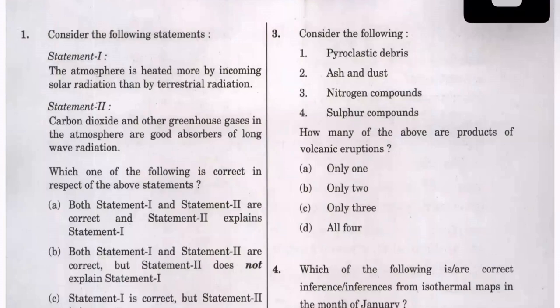Consider the following statements. Always have this habit of circling. At times they don't let you circle inside the hall and write, but keep the habit. For example, what is the first statement? Atmosphere is heated more by incoming solar radiation than by terrestrial radiation. When we mark it like this, we have a very clear understanding of what the statement is saying. Sometimes students say they don't allow you to mark, but again, you see this, I will clear this.